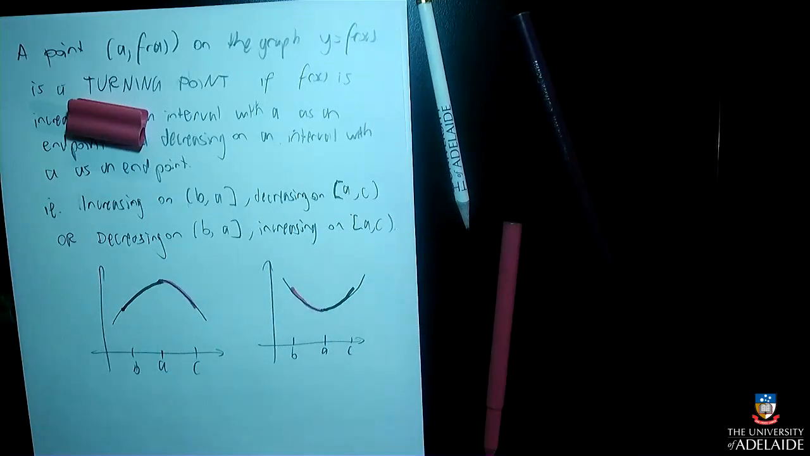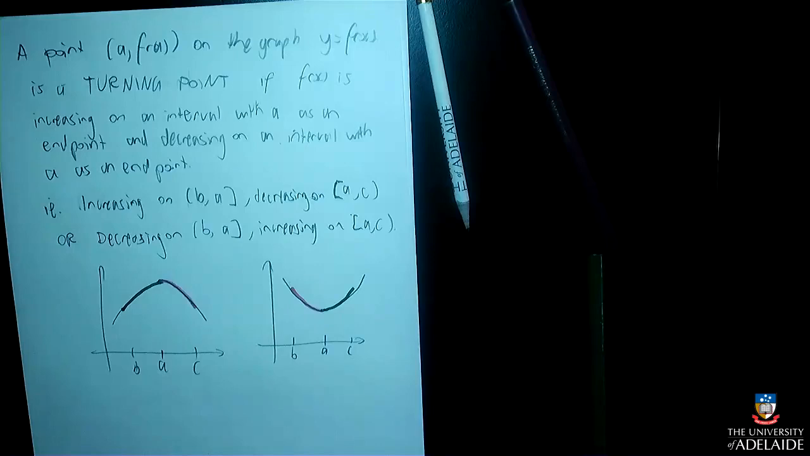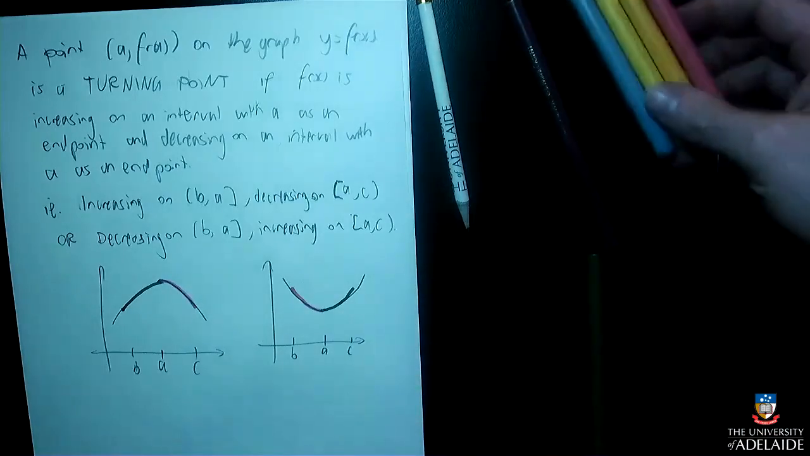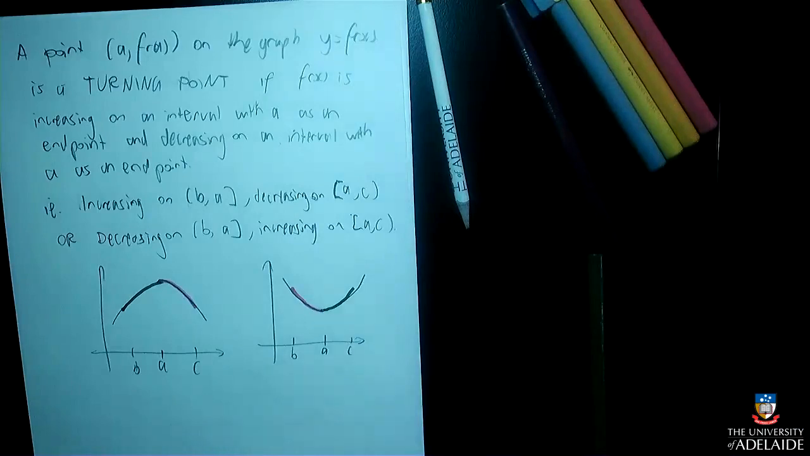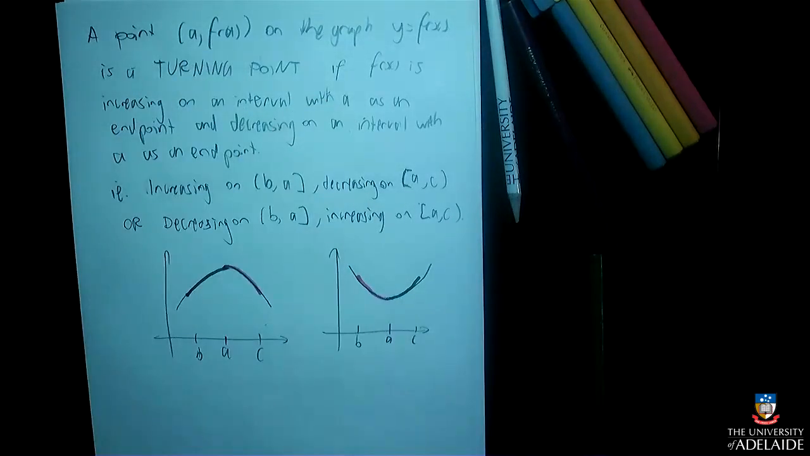And that's called a turning point. Now that's the formal definition of a turning point, but we can see it on the picture. We can be a bit sloppy about it and say, well, it's a point where it changes from increasing to decreasing. But if we're going to be good mathematicians, we should give a very, very precise definition.